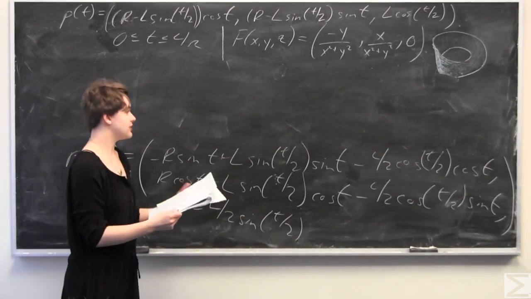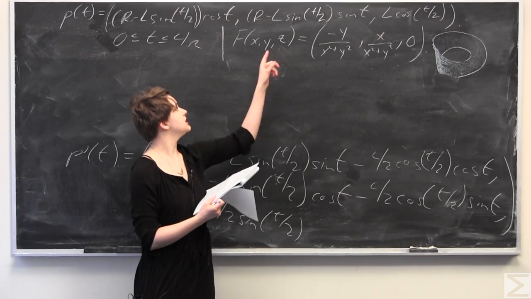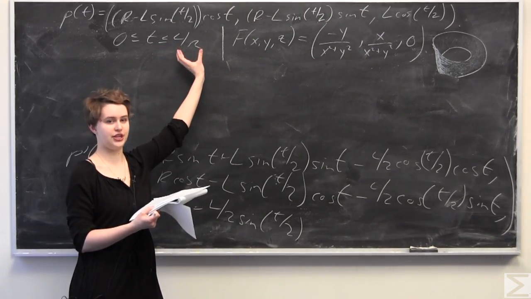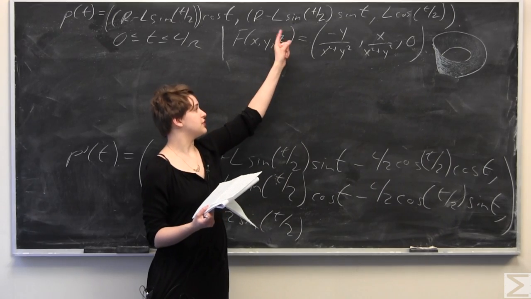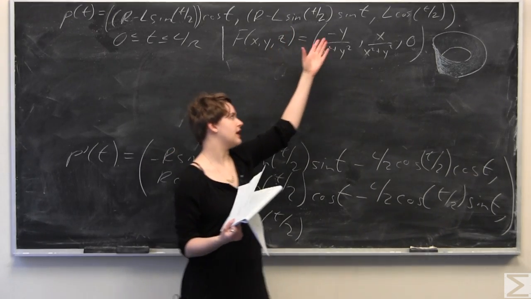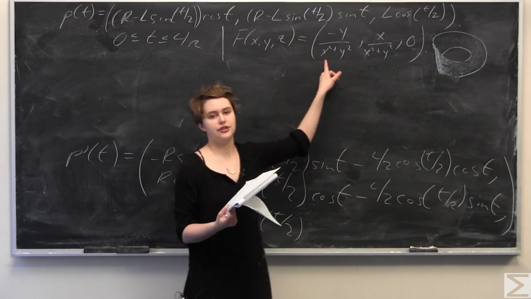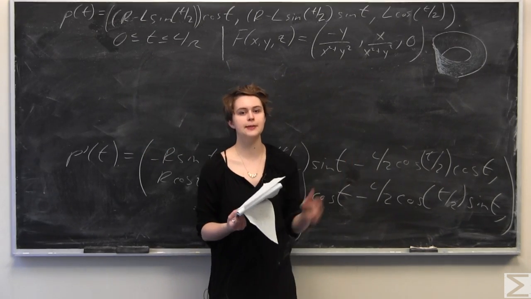So first of all, we know that for f of p of t, we just need to plug in, everywhere we see an x, the x component function, or the first component function here. Everywhere we see a y, we plug in the second component function, and everywhere we see a z, we plug in the third component function here. That's for our vector field here that we're dealing with, f of x, y, and z.